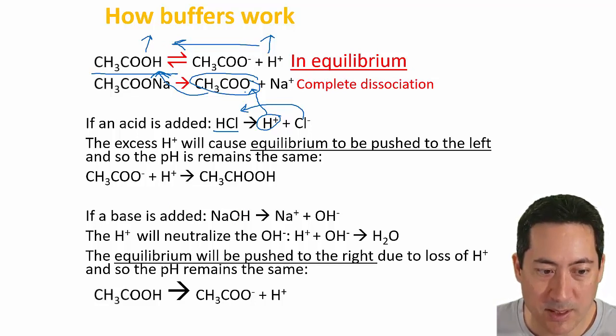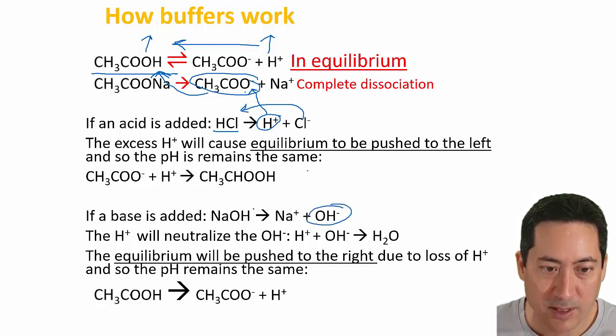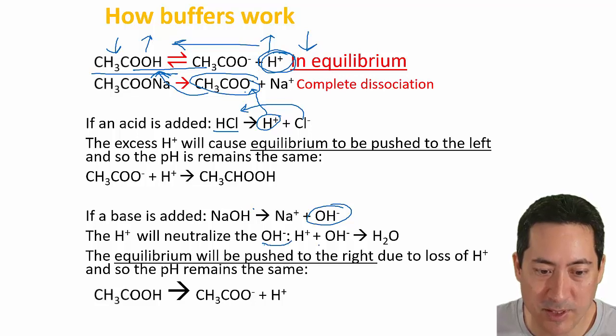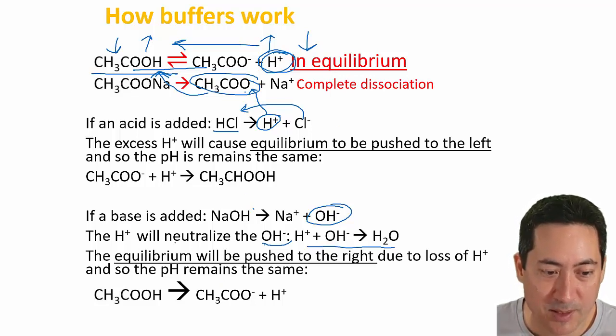The same thing happens when you add base. This is a strong base, so this will come off. This will then get absorbed by this here, and so that will potentially lower the pH, but equilibrium will establish, and this will get pushed to the right, thereby producing more H pluses to compensate for the H pluses that have disappeared because the OHs have taken them away. So the equilibrium is pushed to the right due to the loss of H plus, and so the pH remains the same to some degree.